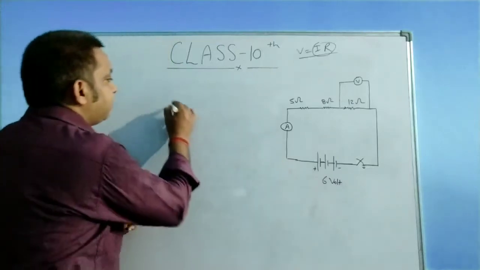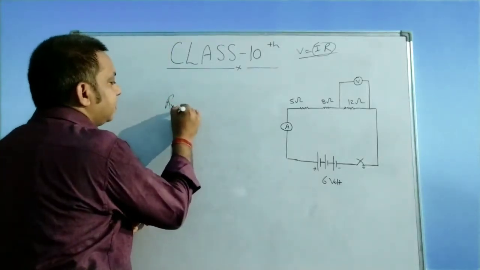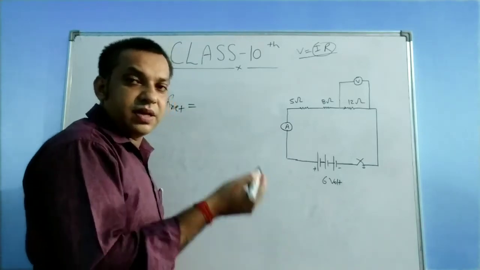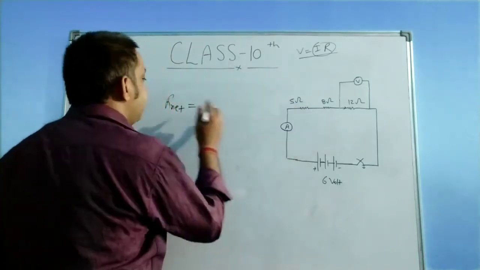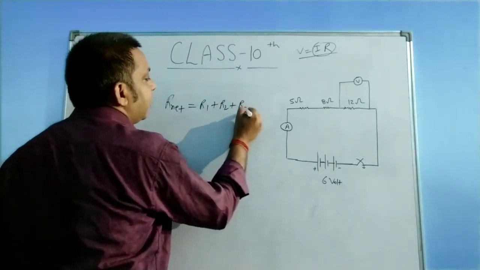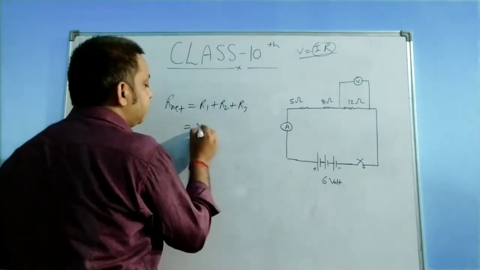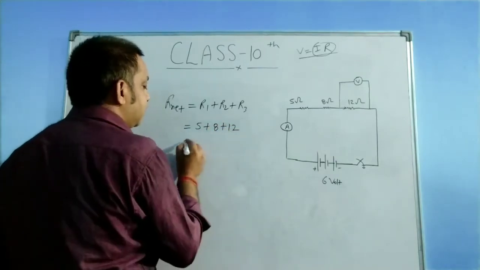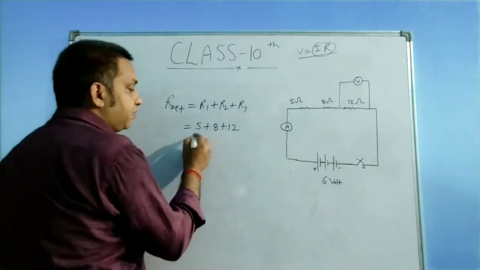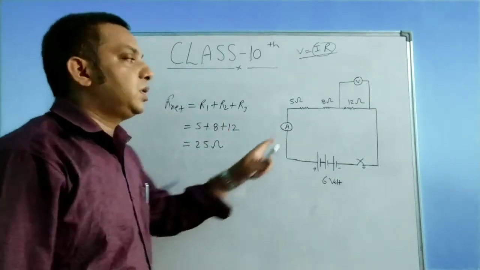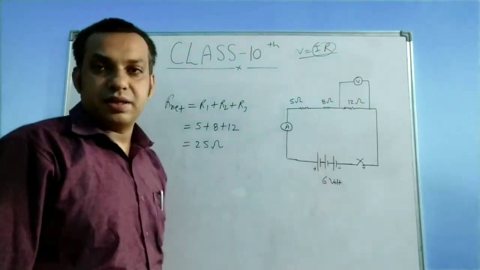So what is the value of R net? R net is equal to, we have the formula for the series combination, R1 plus R2 plus R3. So the values are 5 ohm, 8 ohm, and 12 ohm. So what is the value? 12 and 8, 20, 25. So 25 ohm is the total resistance offered by the circuit.